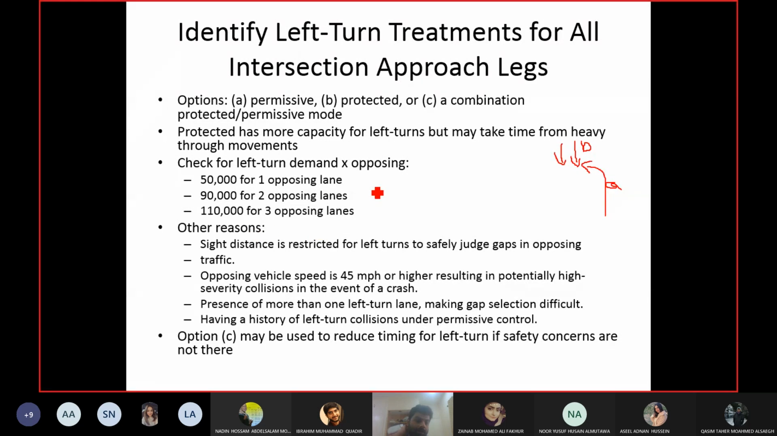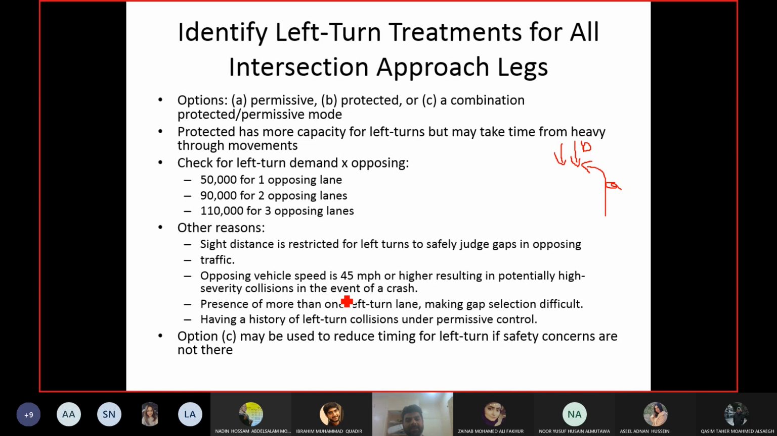Okay, so these are some values given for the volumes. You take the volume of the left turning, multiply it with the volume coming from the opposite side which can conflict with the left turning. So if their product is 50,000 or more with one opposing lane, you go for protected left turning, and 90,000 or more for two lanes opposing, go for protected, and so on. So this is mainly on the basis of volume.